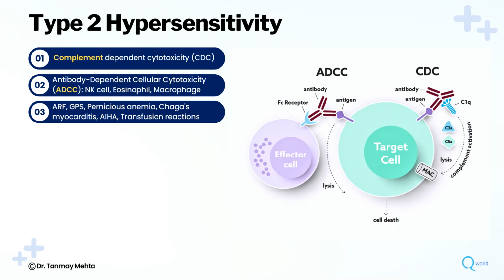So various examples I can give you in this CDC are ABO incompatibility or transfusion reactions, autoimmune hemolytic anemias, drug-induced hemolytic anemias, pemphigus vulgaris, RH incompatibility or erythroblastosis fetalis are examples of type 2 hypersensitivity which are CDC mediated. Okay. Is there any other mechanism?